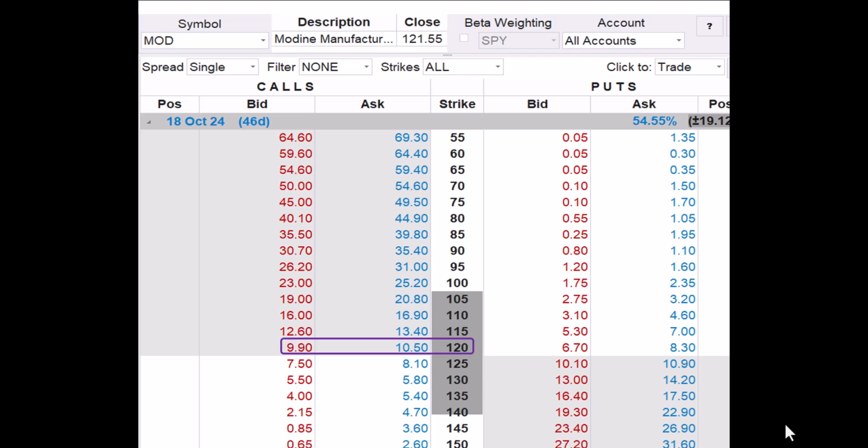Let's take a look at the profit potential for purchasing the 120 strike call, which is the closest strike to the current price of the stock. The bid-ask spread for the 120 call is $9.90 to $10.50. We try to enter at the midpoint, so we'll use $10.20 as the buy price.